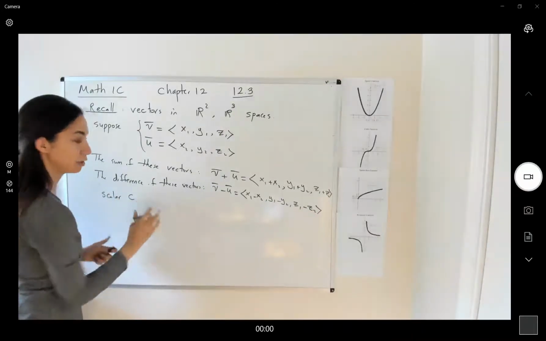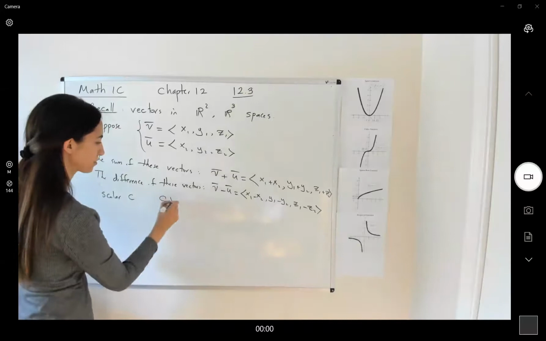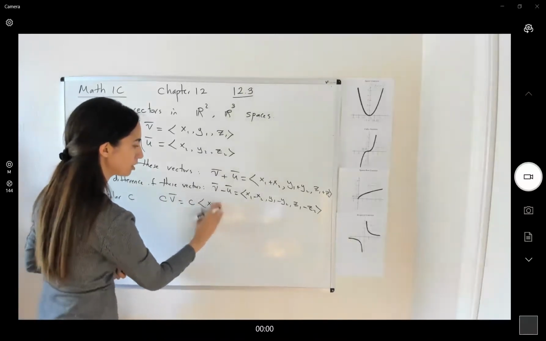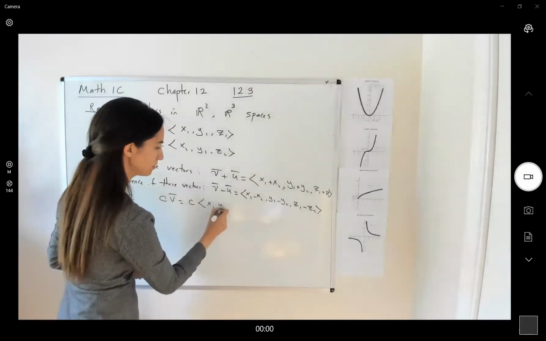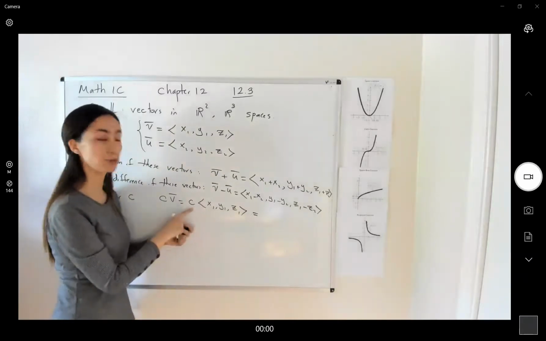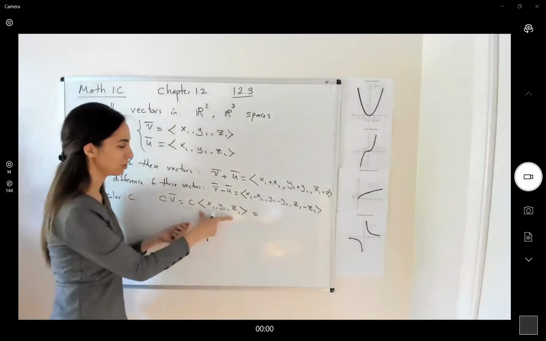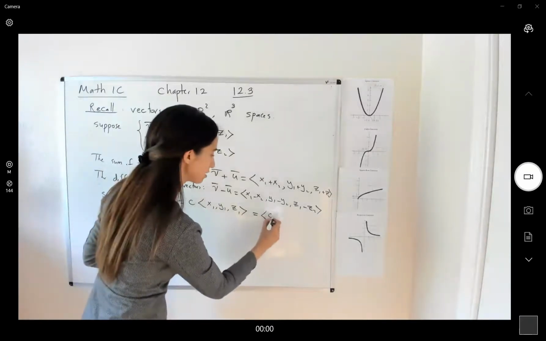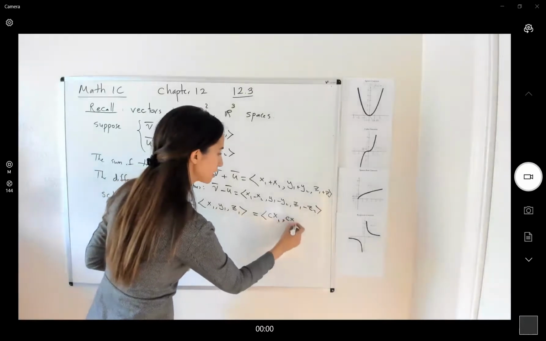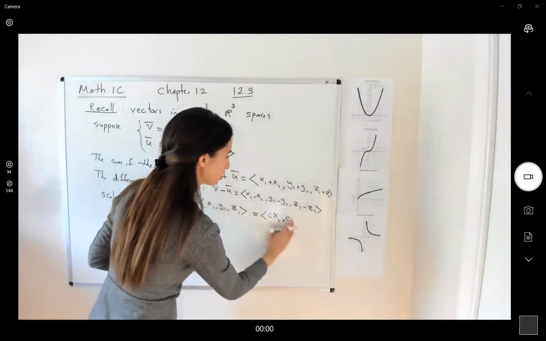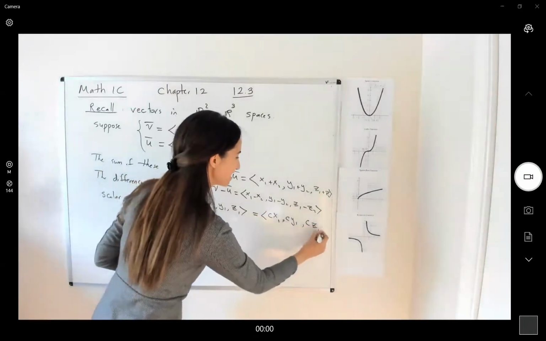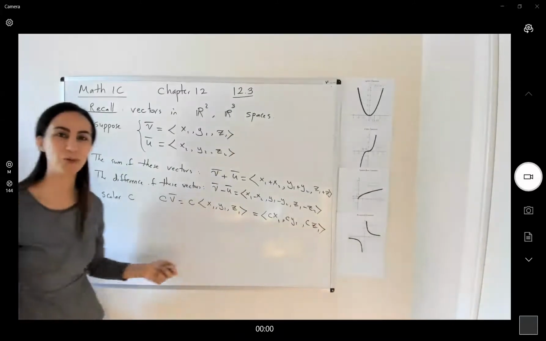Of course, if you have a scalar or a fixed number like C, you can define a new object C times V, which is C times X1, Y1, Z1. So in some sense, we just distribute this scalar or number into the components of this vector: Cx1, comma, Cy1, comma, Cz1. So we're actually forming a new vector.